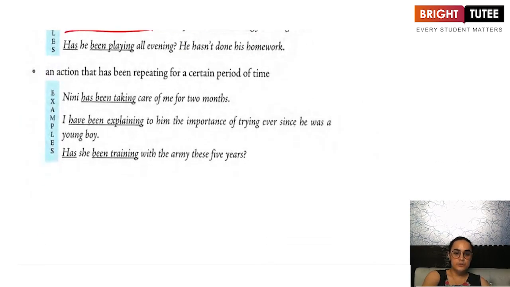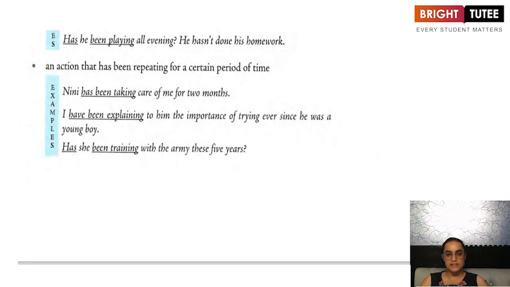Next use of the present perfect continuous tense is to talk about an action that has been repeating for a certain period of time. So an action that has been repeating for a certain period of time, for the past 5 months, for the past 2 years, for the past 1 week. When you have such time duration, we use the present perfect continuous tense.